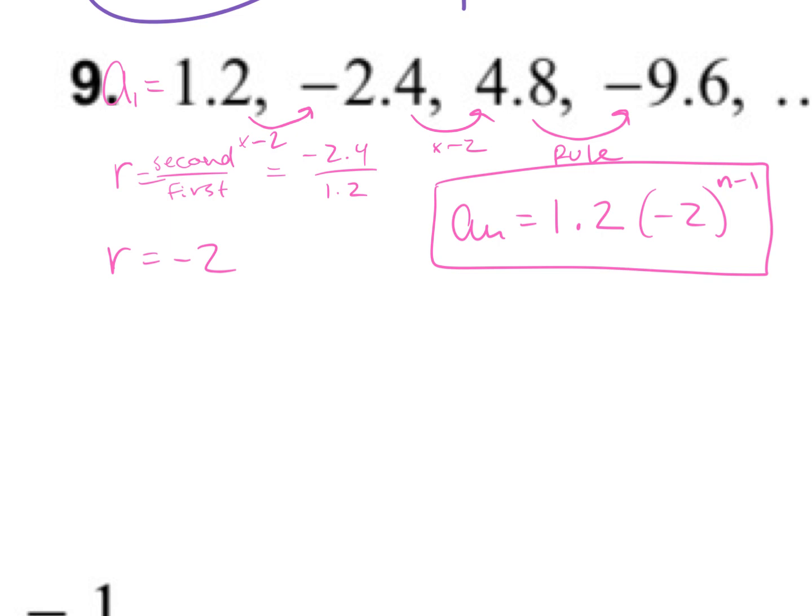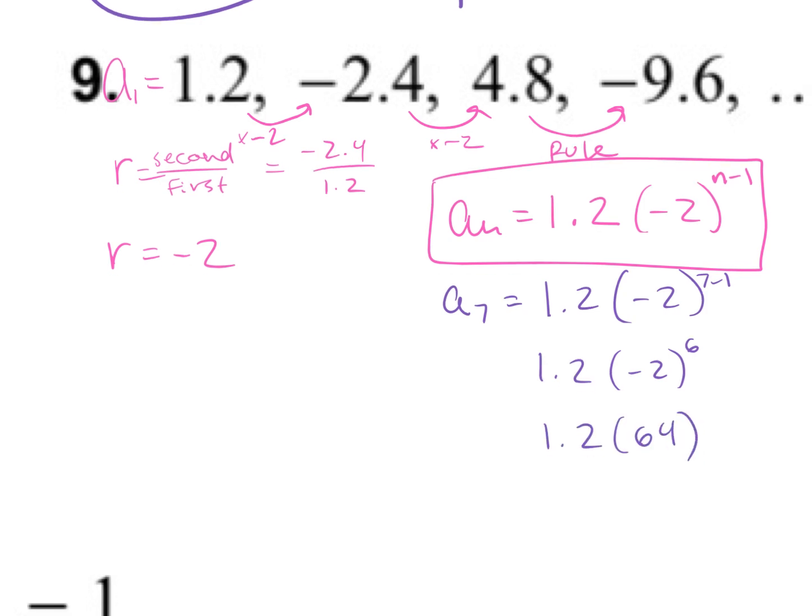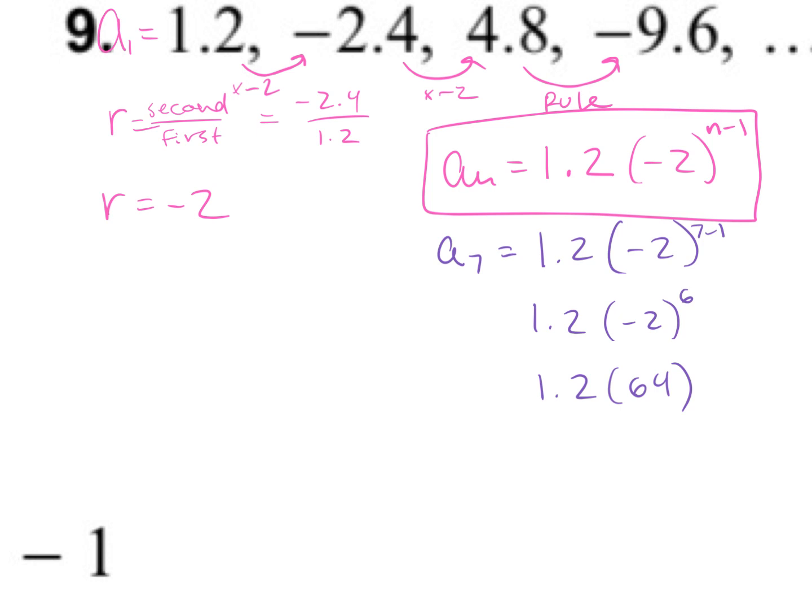Now it's asking us for the 7th term. So how do I find a sub 7? Plug in 7 into n. So 1.2 times negative 2 to the power of 7 minus 1. 1.2 times negative 2 to the power of 6. If you do negative 2 to the power of 6 in your calculator, make sure you put it in parentheses. You end up with positive 64. So 64 times 1.2, 76.8.